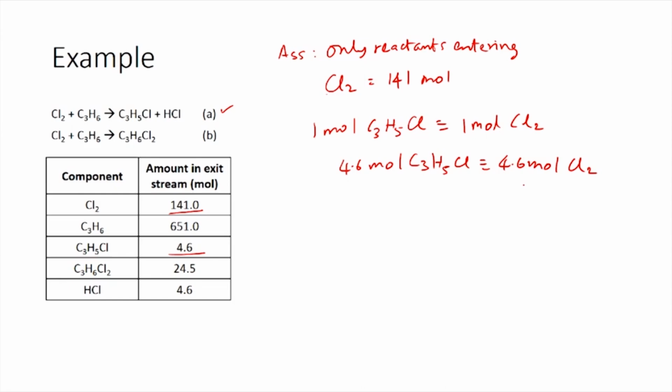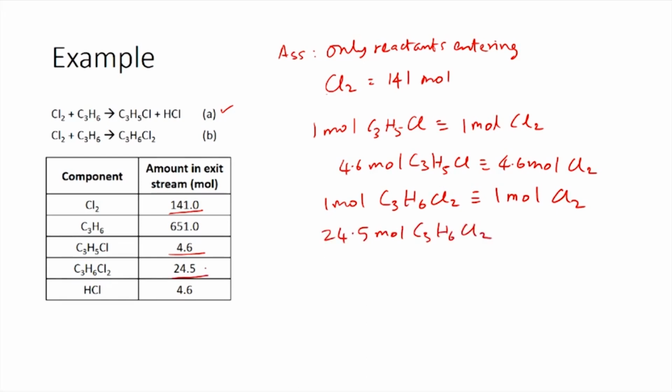So, now we have the second reaction through which chlorine could have been consumed. So, again we know that 1 mole of C3H6Cl2 is produced by 1 mole of chlorine. So, this means 24.5 moles of C3H6Cl2 that is present in the exit stream would have been produced by 24.5 moles of chlorine.